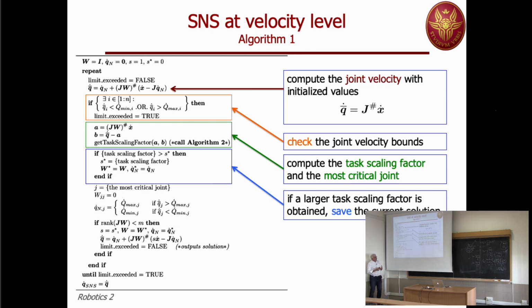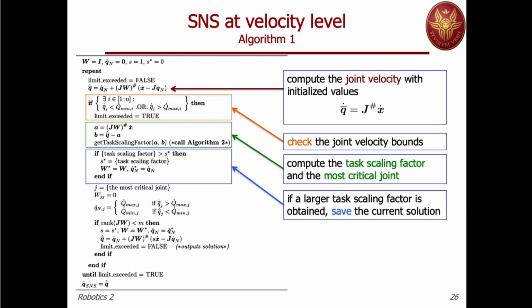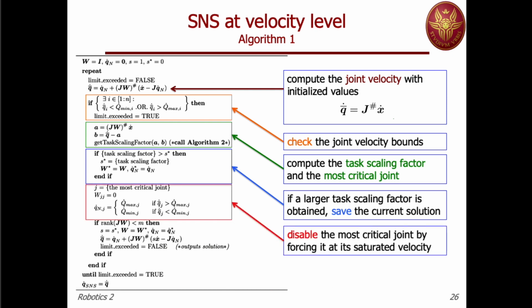Now, this is building up the current solution. When you return from this task scaling algorithm, you save some intermediate solution. This is the best that I can do so far. If I cannot do more, then I will exit with this solution. So you're building the correct value of S star, V star, and Qn star in the algorithm. Finally, always coming back from algorithm 2, you know which is the most critical joint, because you enter that part since your current solution was violating some joint velocity, and so you saturate that joint velocity. So J is the most critical joint.